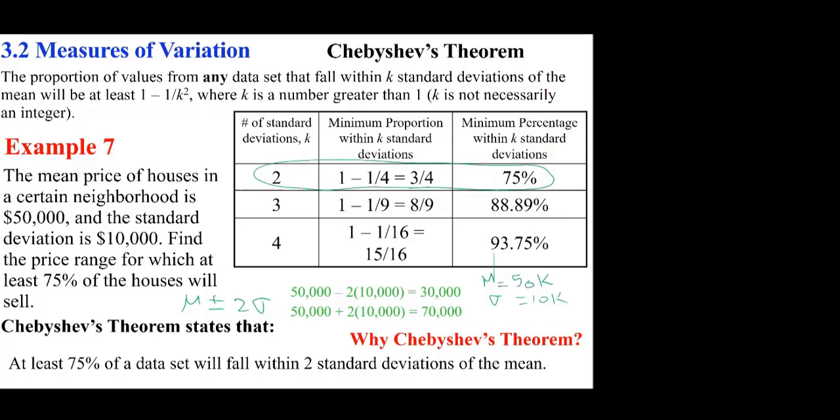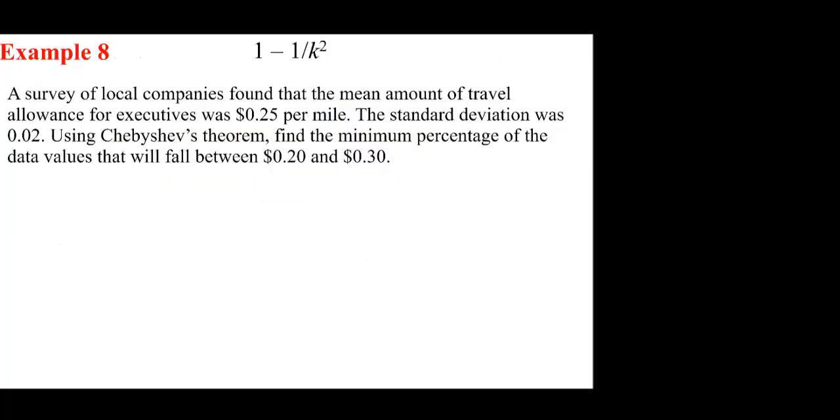That's important to see. Chebyshev's theorem, because we don't know anything about the distribution of the prices. A survey of local companies found that the mean amount of travel allowance for executives was 25 cents per mile. The standard deviation was 0.02. Using Chebyshev's theorem, find the minimum percentage of the data values that will fall between 20 cents and 30. We know it's 1 minus 1 over k squared.